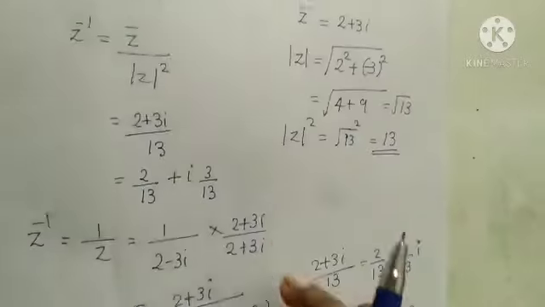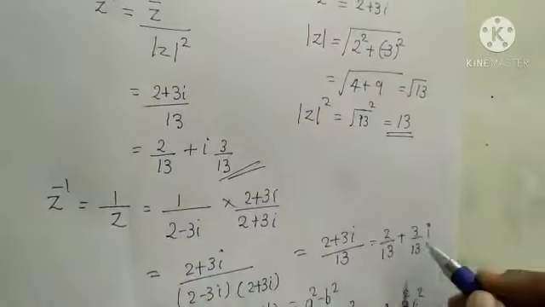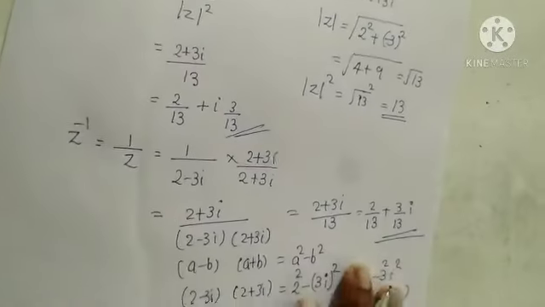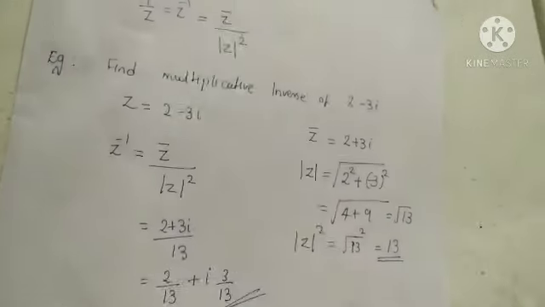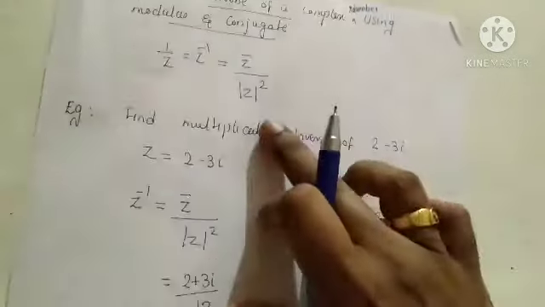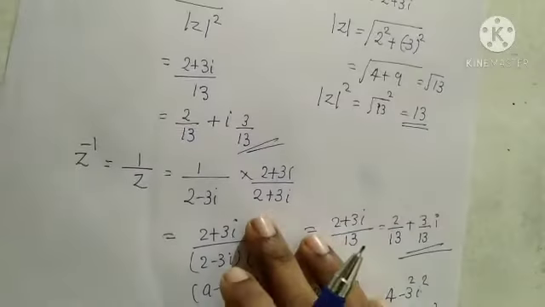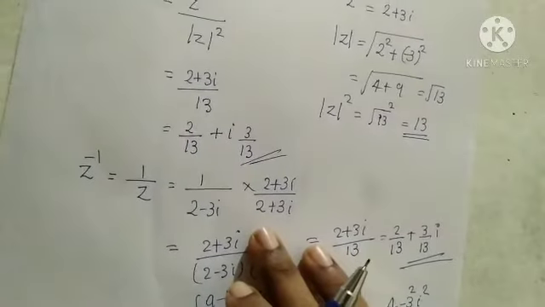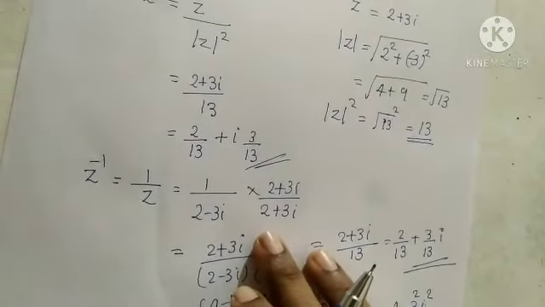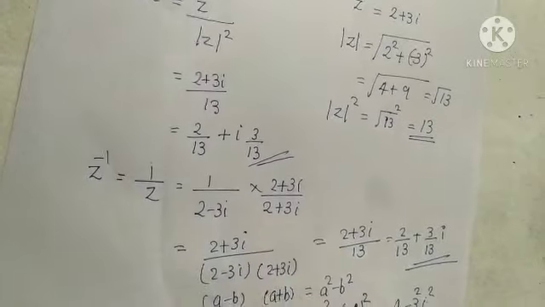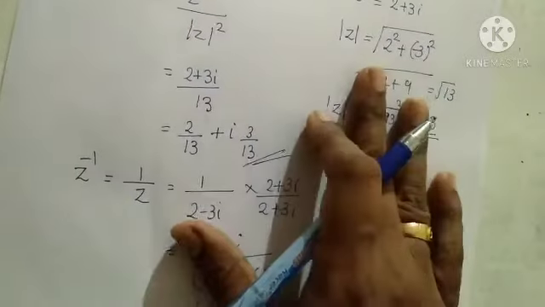So both answers are the same, right? So either using this formula or using this manner, we can calculate the multiplicative inverse of a complex number. Okay, I hope you understood this question.